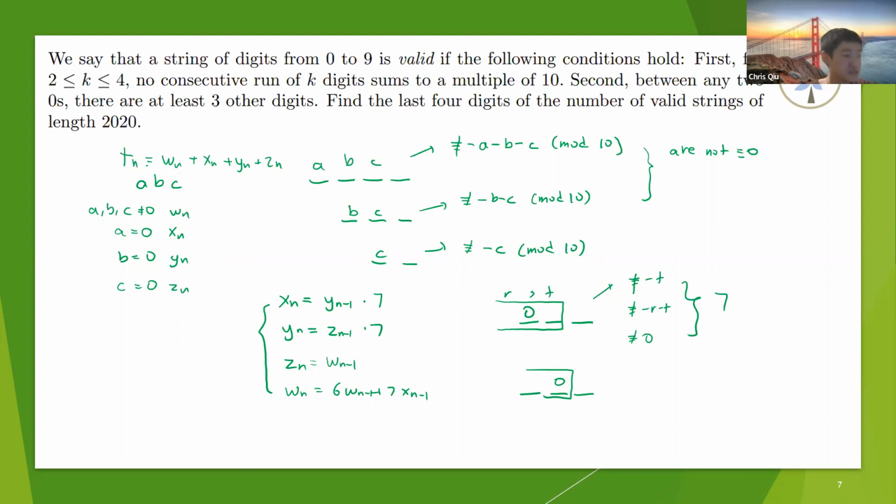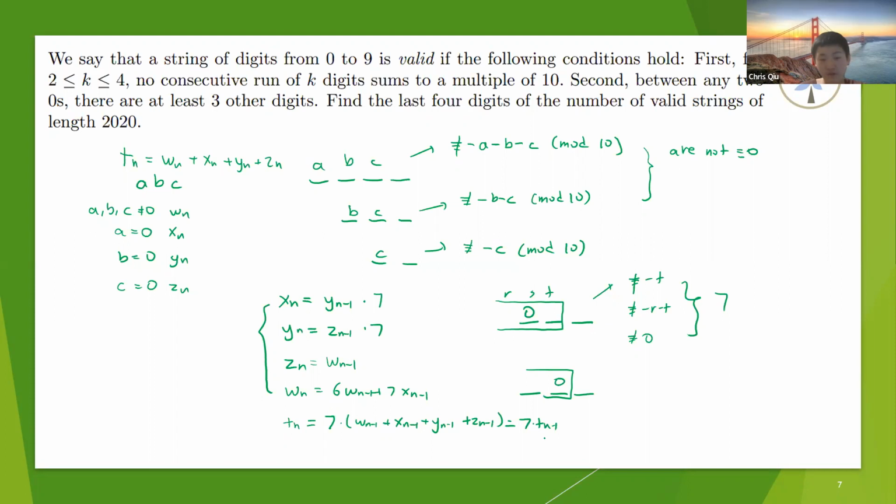And as we can see, T n, which is the total number of valid strings of length n, is written as the sum of these 4 things. So we want to see what nice things can happen if we sum these 4 equations. And in fact, nice things do happen, as the left-hand side becomes T of n, and the right-hand side becomes 7 times W n minus 1 plus 7 times X n minus 1 plus 7 times the Y n minus 1 plus 7 times Z n minus 1. And that's nice because that's just equal to 7 times T n minus 1.